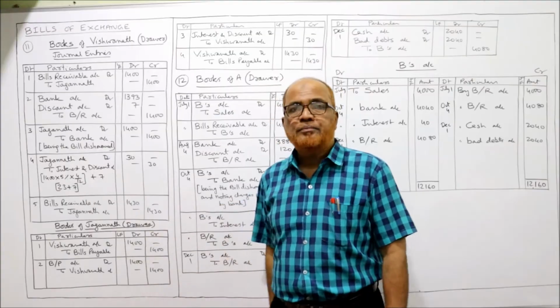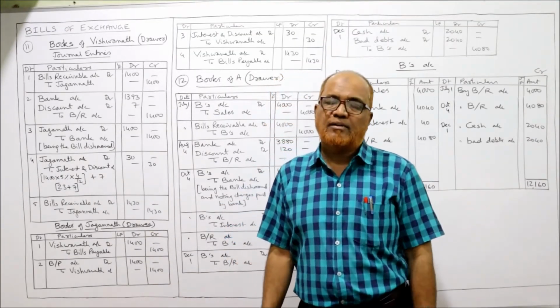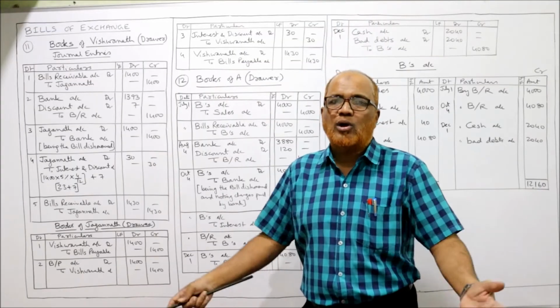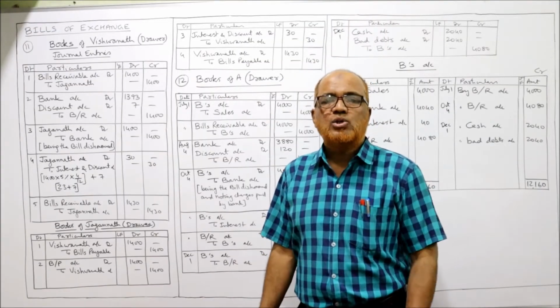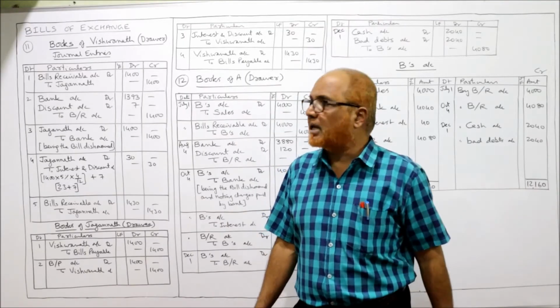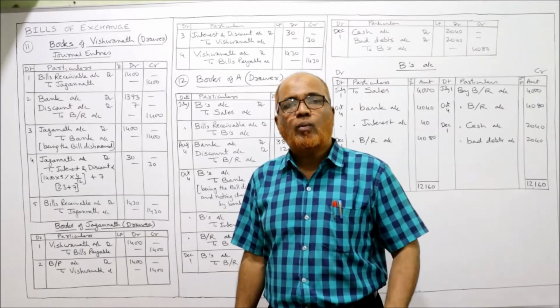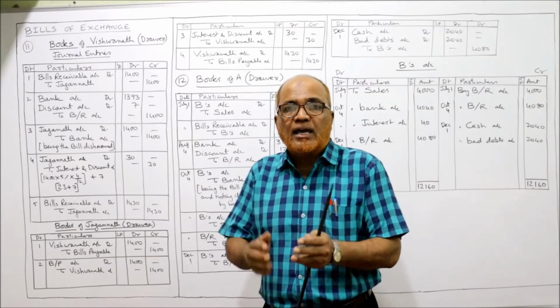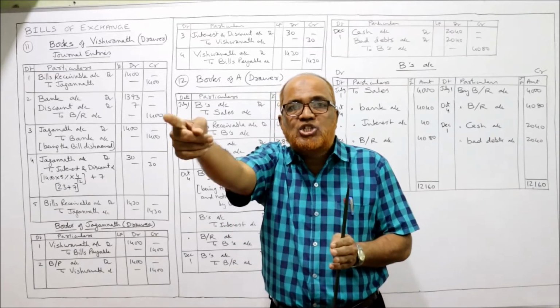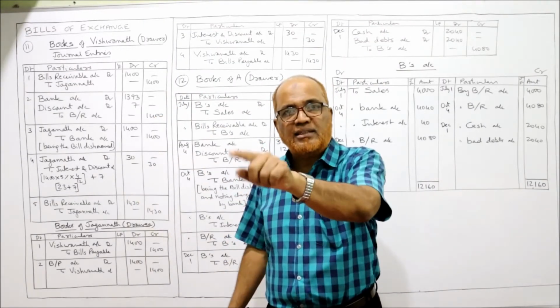Next. Now on the due date, Jagannath says, I am not in a position to honor the bill, so we will make a new bill. So first of all, the old bill should be cancelled. So what is the cancellation entry? Again, Vishwanath will make Jagannath a debtor.